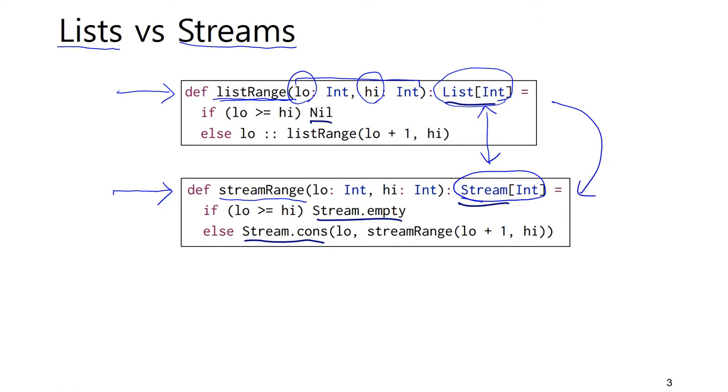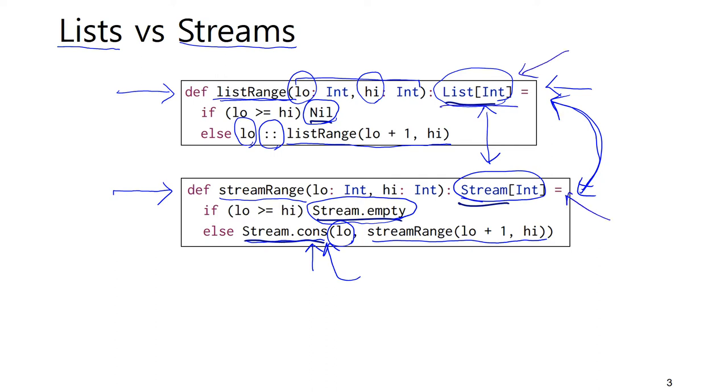So if we compare these two functions, we notice that their structure is essentially the same. For example, here we return an empty list, here we return an empty stream, and here we concatenate the first element with the remaining elements, and here we concatenate the first element and the remaining elements. This list function looks a bit simpler because here we take advantage of the infix operator, whereas here we have to apply this method directly. Other than that, these two functions are essentially the same, except that this works on lists and this works on streams.